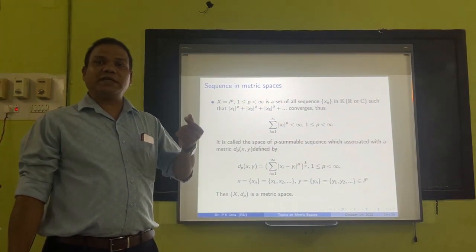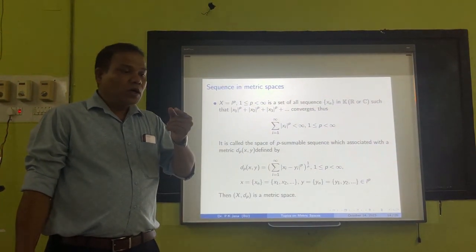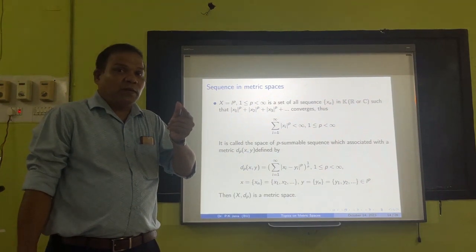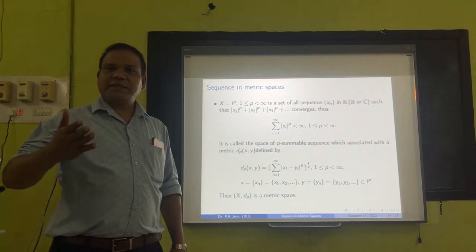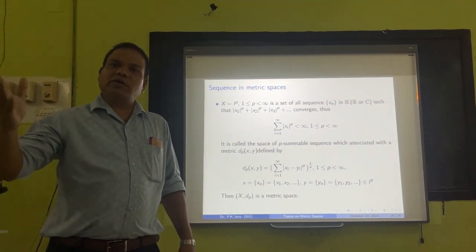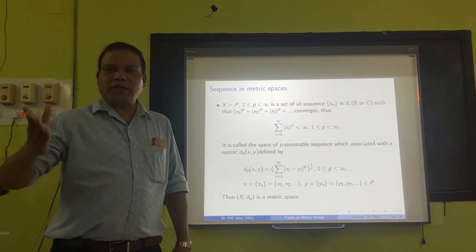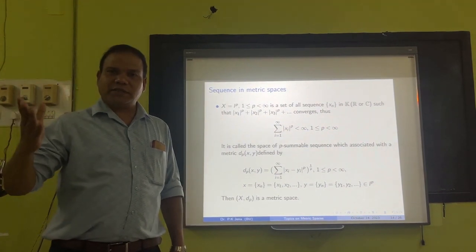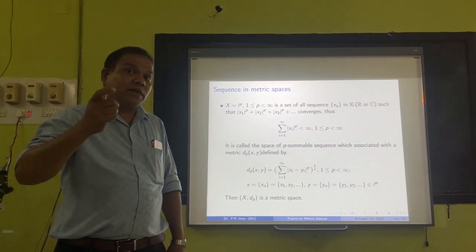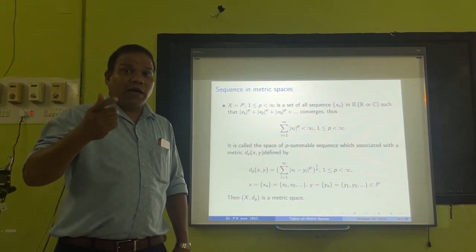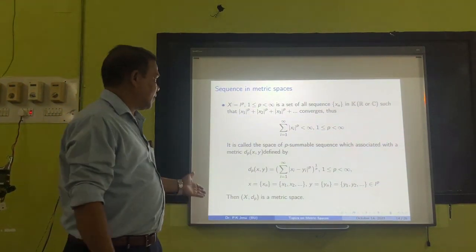Really, I am astonished that we are able to define the distance between two sequences. How do we define it? Suppose xn is a sequence, meaning it has elements x1, x2, x3, and so on. yn is another sequence, y1, y2, y3, and so on. How do we define the distance between xn and yn in terms of the terms of the sequences? So here we have defined the dp metric.